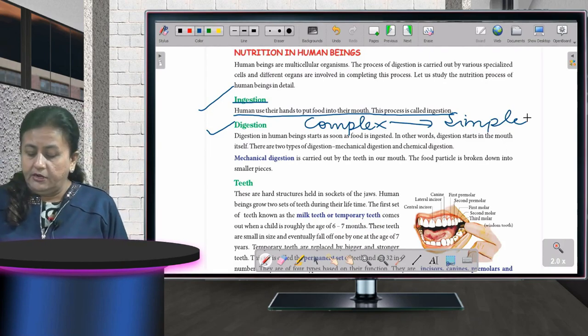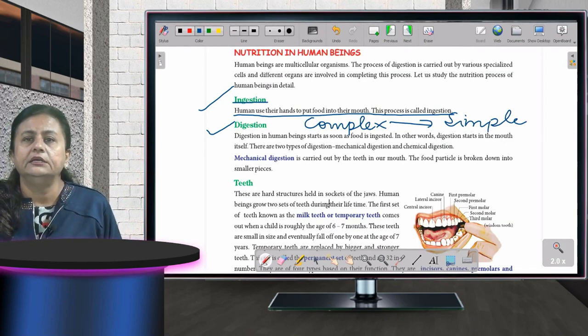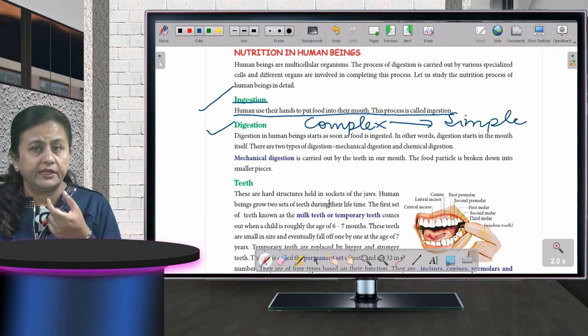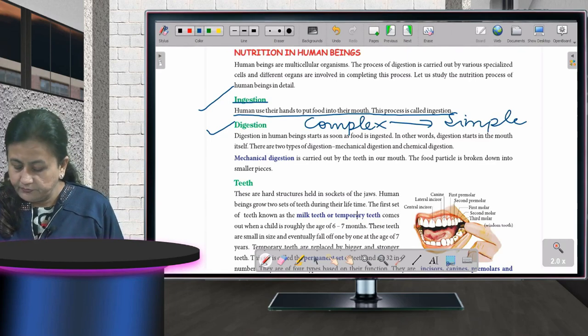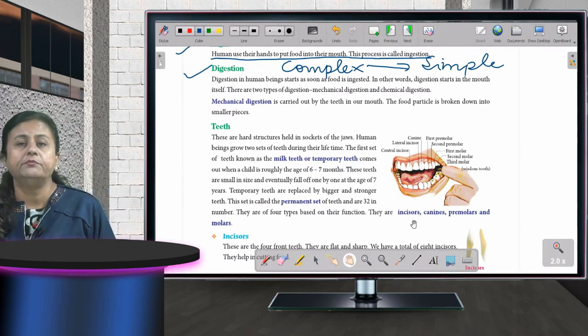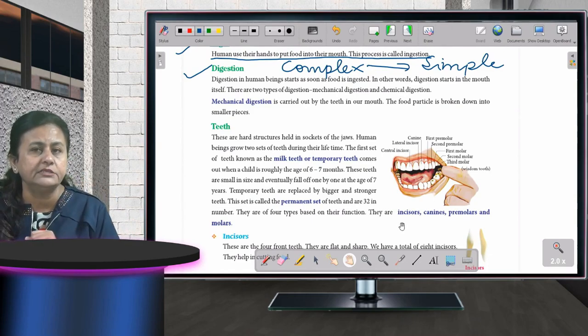Children, if I talk about teeth, they are doing mechanical digestion. Why? The food we are eating is in big chunks. It has to be broken into small pieces. So the function of the teeth is to break down these big chunks. The big bites, it makes them small. We are biting the food with our teeth and making it into small pieces so that it is very easy for the food to get into the food pipe.